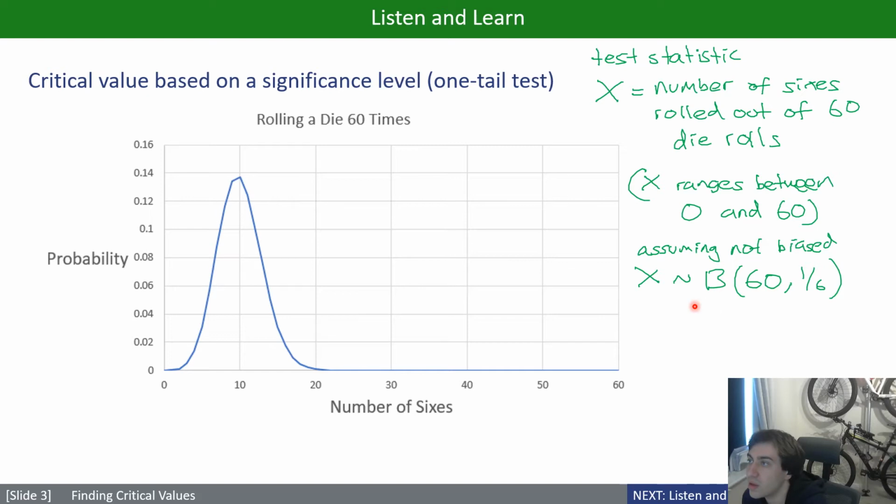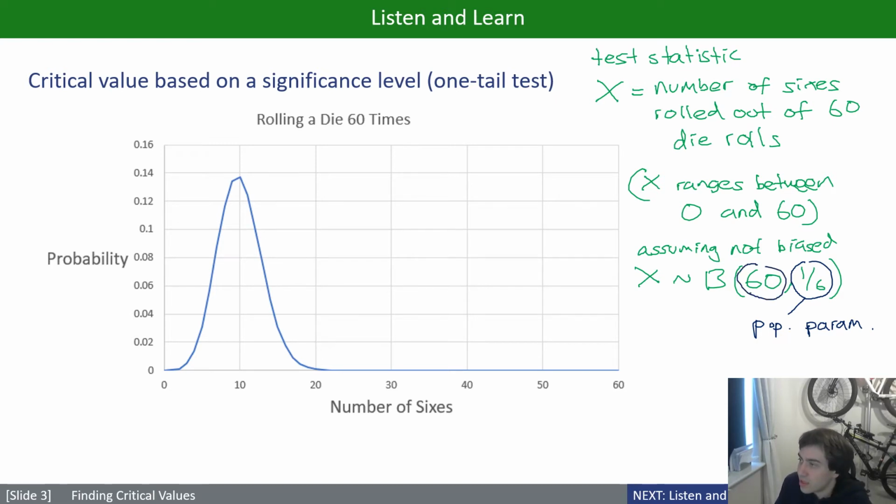Okay. And what's our population parameter? This is our population parameter because it is the number that describes the behavior of the die. It is the number which tells me if it's biased or not. By default, I assume it's a sixth. If I assume the die is biased, it might not be a sixth. Okay, so that's the population parameter, and this one here is the number of trials, which is 60.